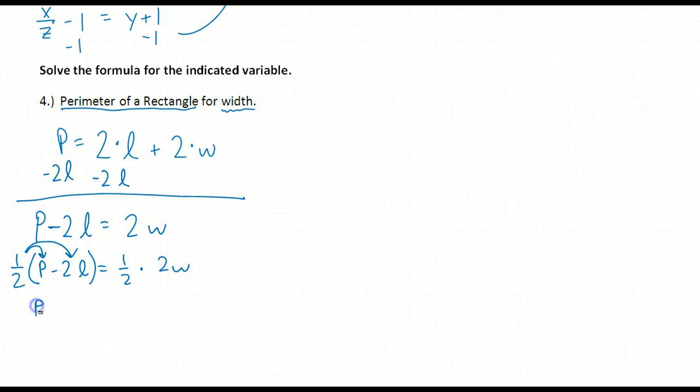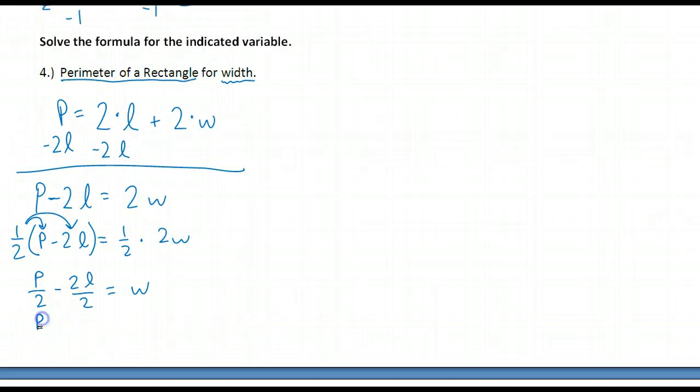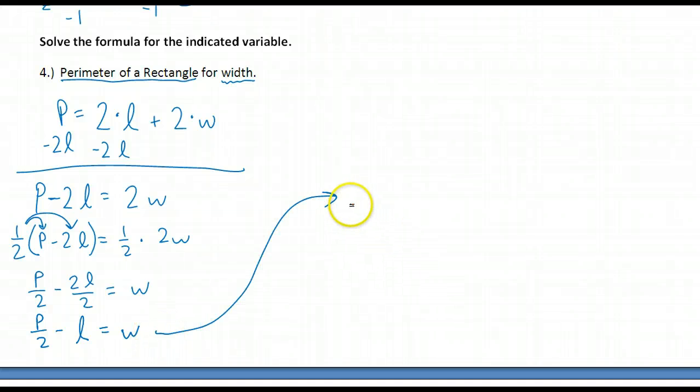So I end up with p over 2 minus 2l over 2 equals, well, 1/2 and 2 turn into 1. They're reciprocals of each other. 1 times w is w. I can simplify a little bit. 2l over 2 cancels. I'm left with just l. Now, I'm solving for w, so I want w to be on the left side. So w equals p divided by 2 minus l.